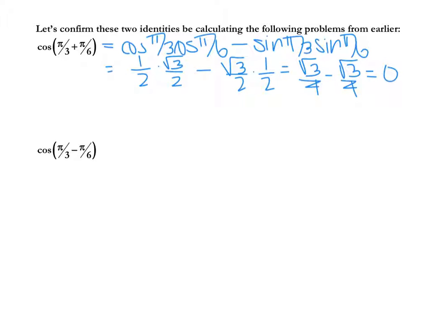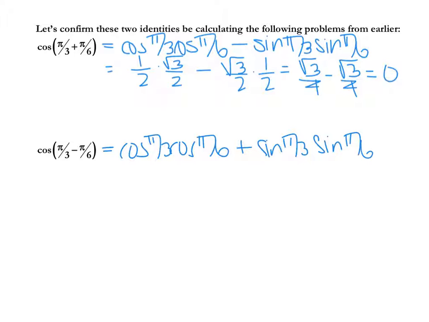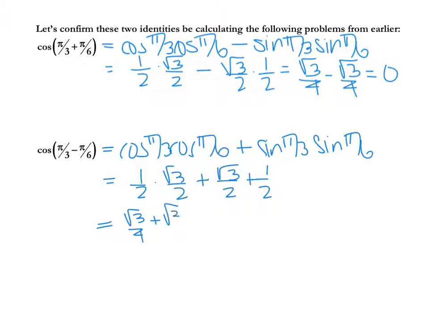All right, and then let's apply the identity down here. So cosine pi over 3, cosine pi over 6, plus sine pi over 3, sine pi over 6. We already found the values up top. So 1/2 times root 3 over 2 plus root 3 over 2 times 1/2. So that gives me root 3 over 4 plus root 3 over 4, which is 2 root 3 over 4, which equals root 3 over 2. If you go back up to the top, once again, those are equal to each other.